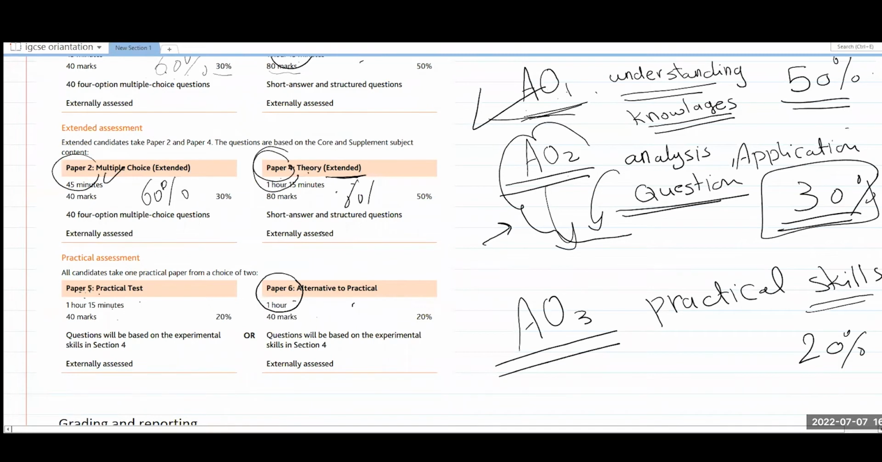Paper 6, paper 5. Paper 5, I will not go into details because most of our region does not go through that paper. I had some students last year from North Africa and Nigeria. They used to have this paper in their assessment, not paper 6, but in our region, most of our schools in Egypt and Arab countries depend on paper 6, which is the alternative to practical. It means this is a practical paper but not laboratory-based assessment.